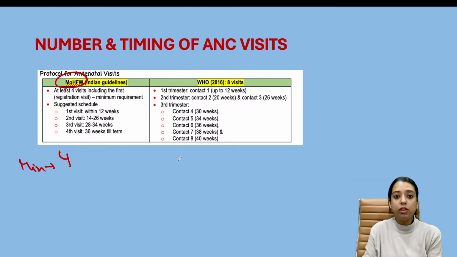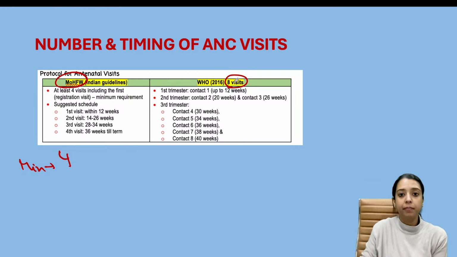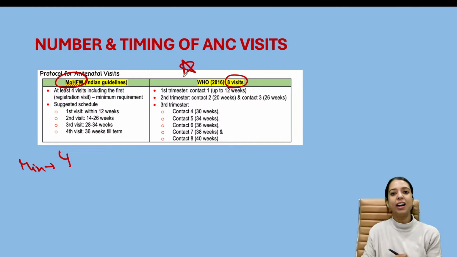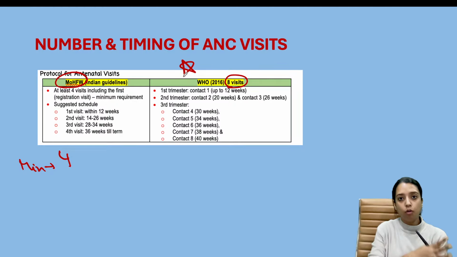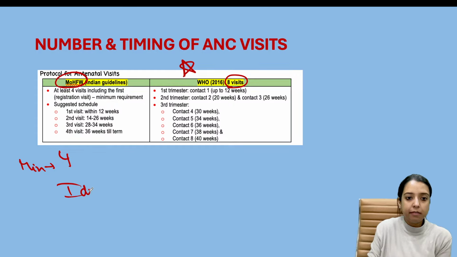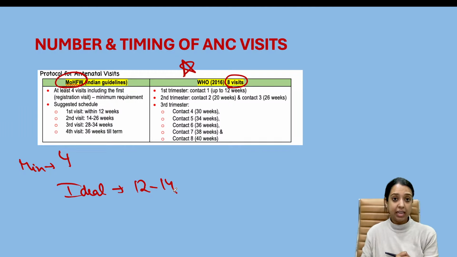According to WHO, the minimum visits is 8. So important. When you are asked about the minimum number of visits needed in antenatal care, 4 according to the Ministry of Health and Family Welfare and 8 according to WHO. Ideally, how many visits should there be? Ideal visits are 12 to 14. Okay? So ideal visits are 12 to 14.